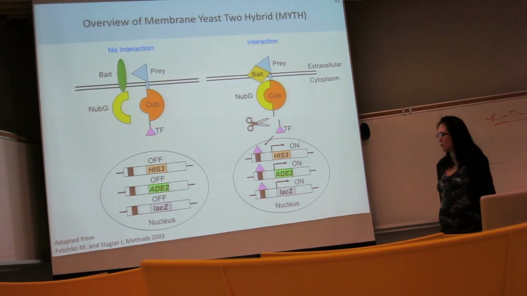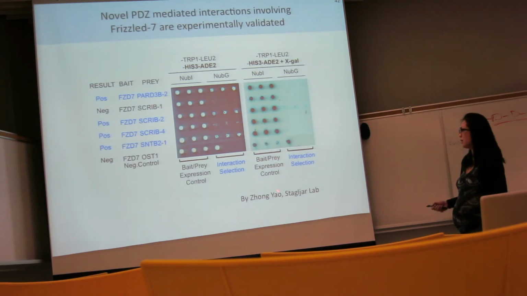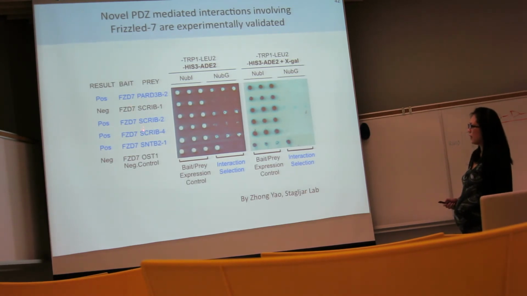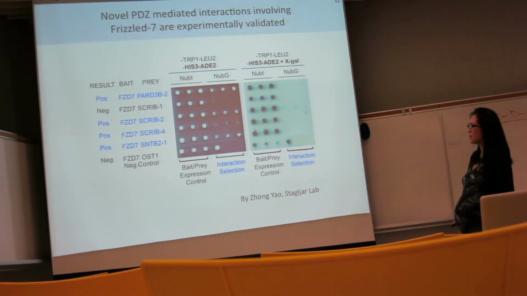These experiments were carried out by Zhang Yao in the Stagljar lab, and we selected 5 predicted interactions involving the Frizzled 7 protein, which is a G protein-coupled receptor. We picked these interactions because they were novel, not found in any databases or in the literature.